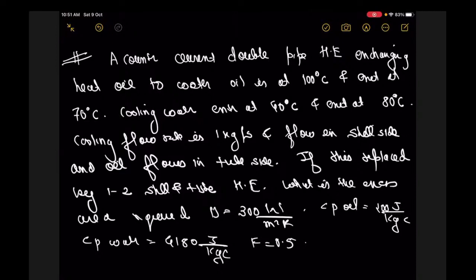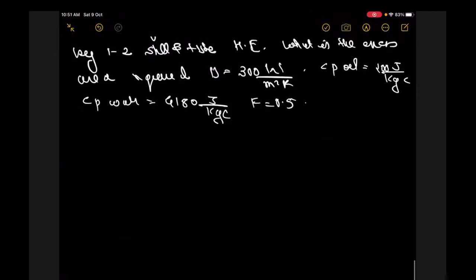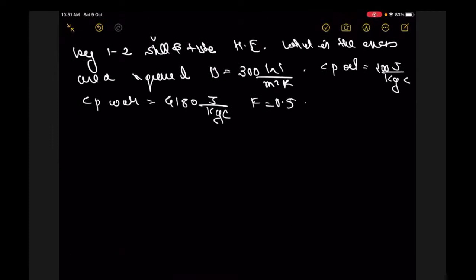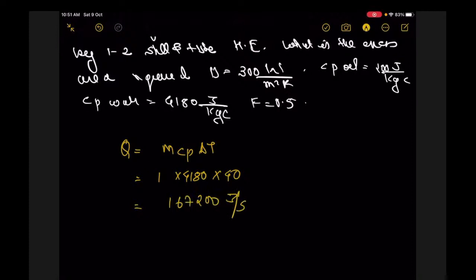Okay. We'll solve this. Q equals mCp delta T. So here it will be 1 into 4180 into 40, which is 167200 joule per second.